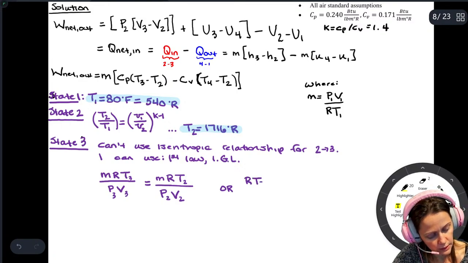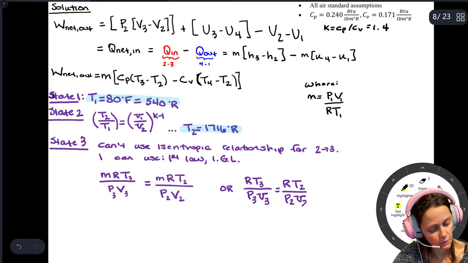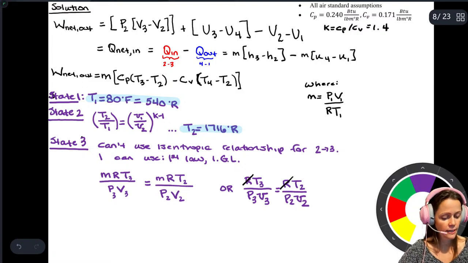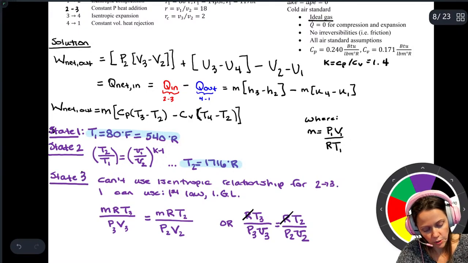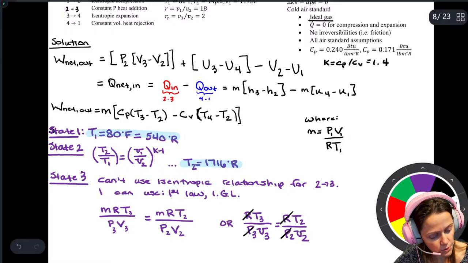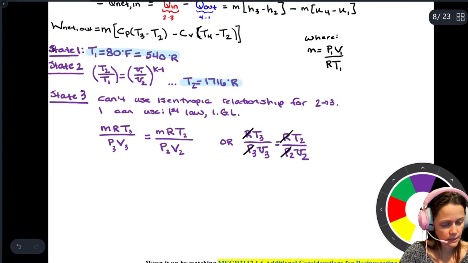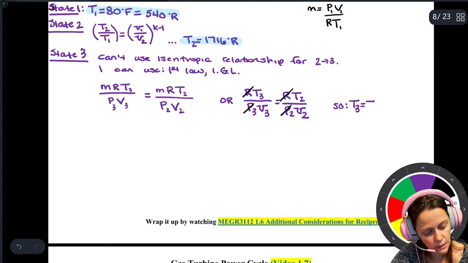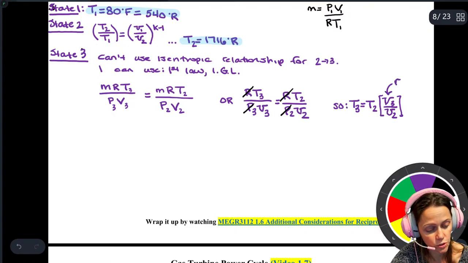So RT3 over P3, and instead of volume, it's specific volume. RT2 over P2, specific volume at 2. And of course, there are some things that are going to go away. The specific gas constants are going to cancel out. And the other thing that cancels out is the pressure, because from 2 to 3, it's a constant pressure heat addition process. So P2 and P3 are equal to one another. And so now I know that T3 is equal to T2 times V3 over V2, where that V3 over V2 is just your cutoff ratio.